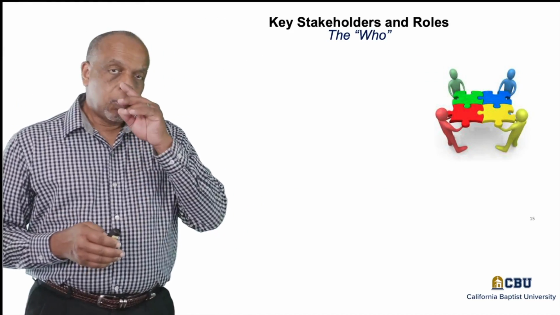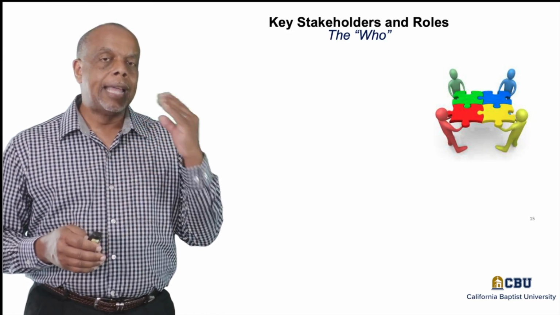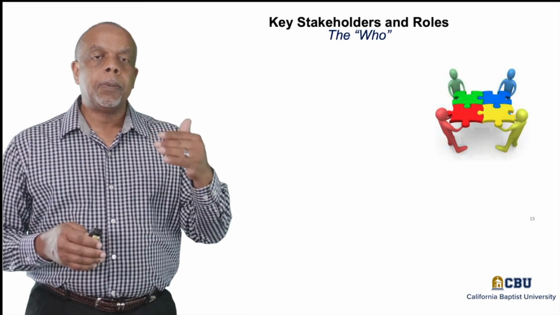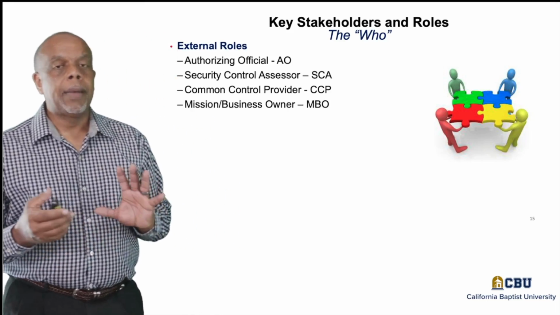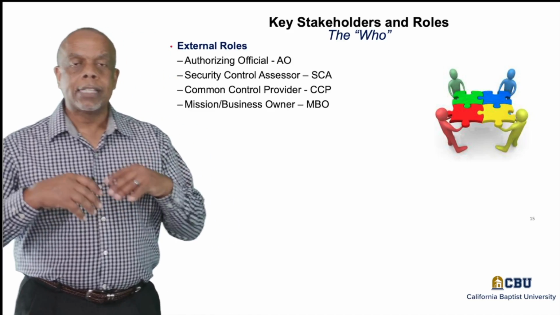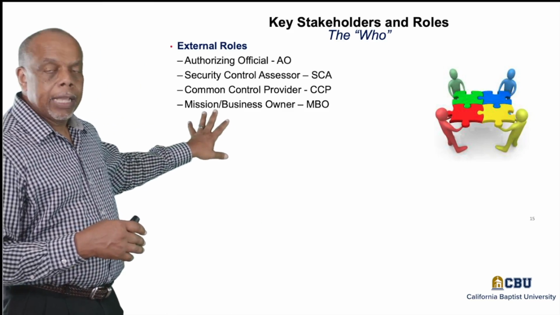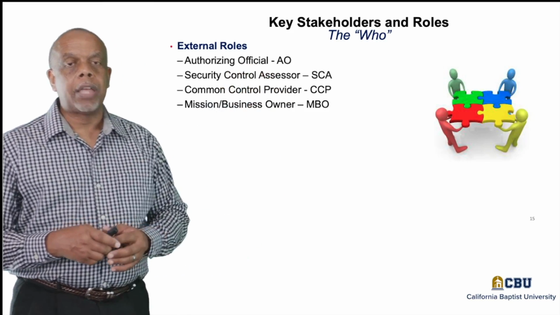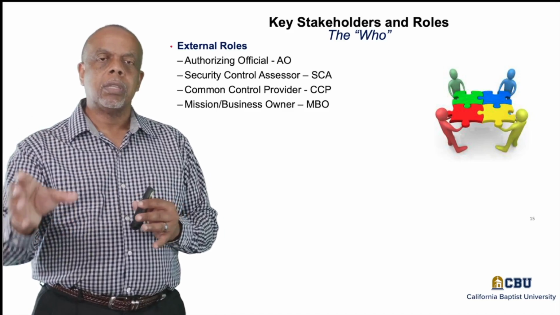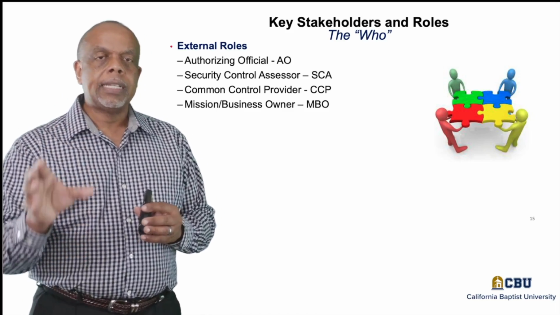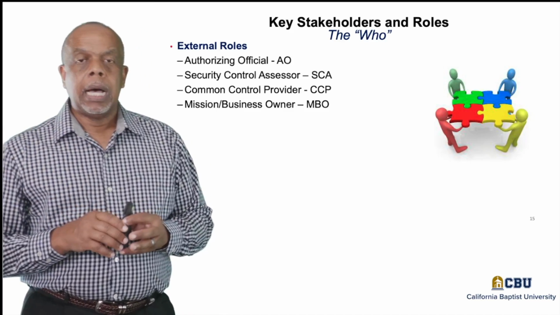Yeah, the who. When we think about this, and these are just some, this is not 100%, but just some ideas to get you thinking about people to be aware of in your organization who are key stakeholders. Now, I broke this up into two categories: external stakeholders and internal stakeholders. For external stakeholders, I'm looking at people like our authorizing official. That's the person who says, yes, this information system has been accredited and it is authorized to operate.